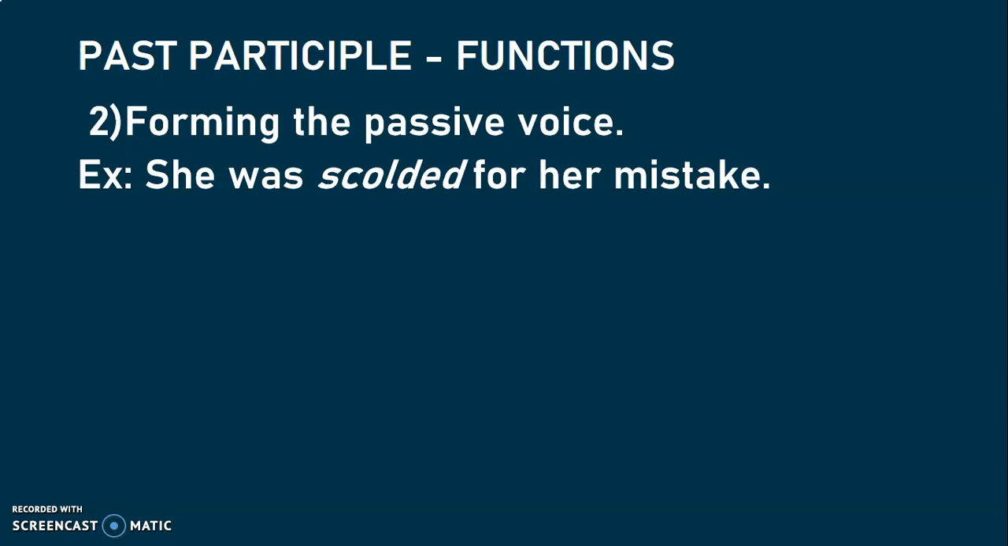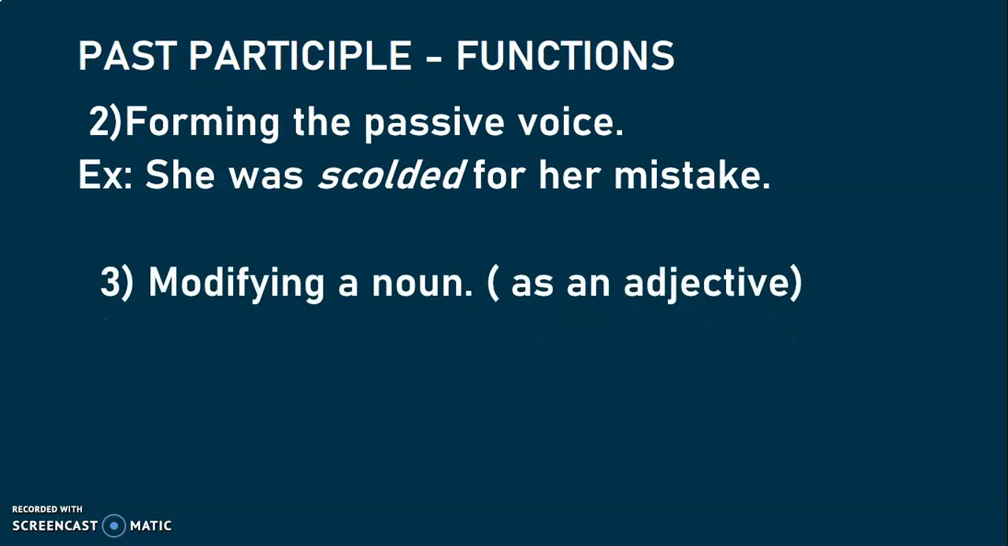She was scolded for her mistake. In this example, scolded is the past participle form of scold. It is used after the helping verb or the special verb was. So in the passive voice or in the passive formation, we use only the past participle form of the verb. And the third function is, it is used as an adjective.